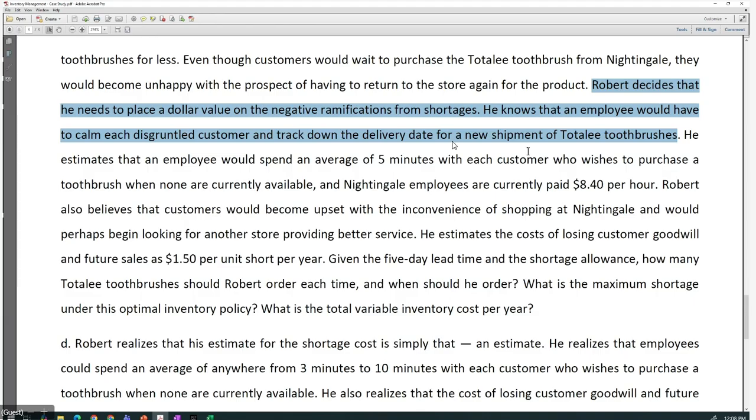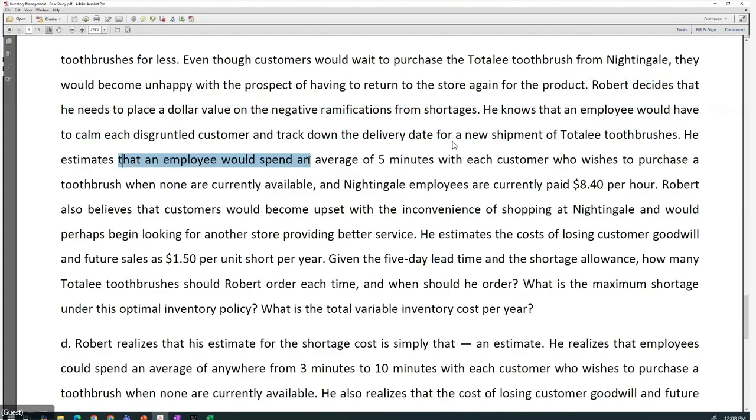The workload will be in terms of these things: I'll have to calm down each customer and then follow up on the order. He estimates that an employee would spend an average of 5 minutes with each customer who wishes to purchase a toothbrush when none are currently available. And Nightingale employees are currently paid $8.4 per hour.